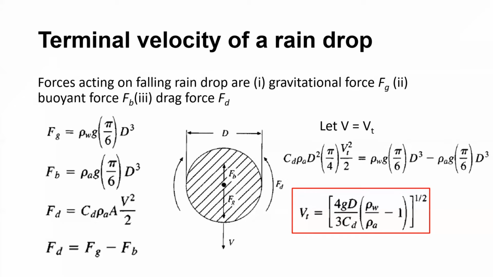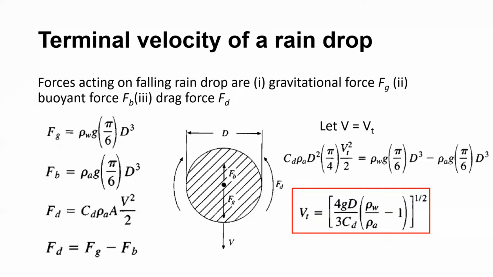So the raindrop reaches terminal velocity. Thereafter the terminal velocity is constant. There are three forces acting on a raindrop while falling. One is gravity, another is the buoyant force, and then the drag force. You know gravity, because it is the weight of that raindrop.